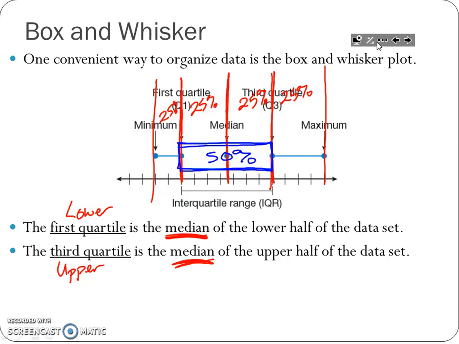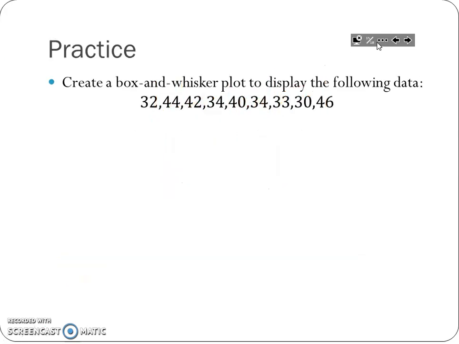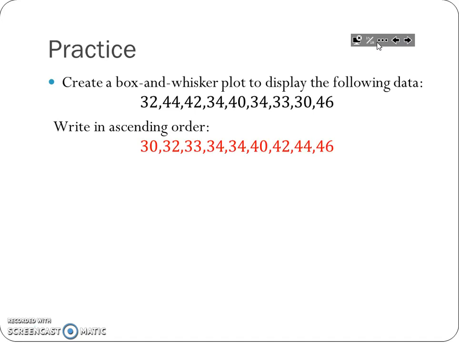So let's go ahead and work through and let's find out how we solve one of these. Okay, I've got the numbers listed as 32, 44, 42, 34, 40, 34, 33, 30, 46. One thing with these, if we're trying to find median, that means that we need to put our numbers in order. So when I do that, I now have 30, 32, 33, 34, 34, 40, 42, 44, 46.